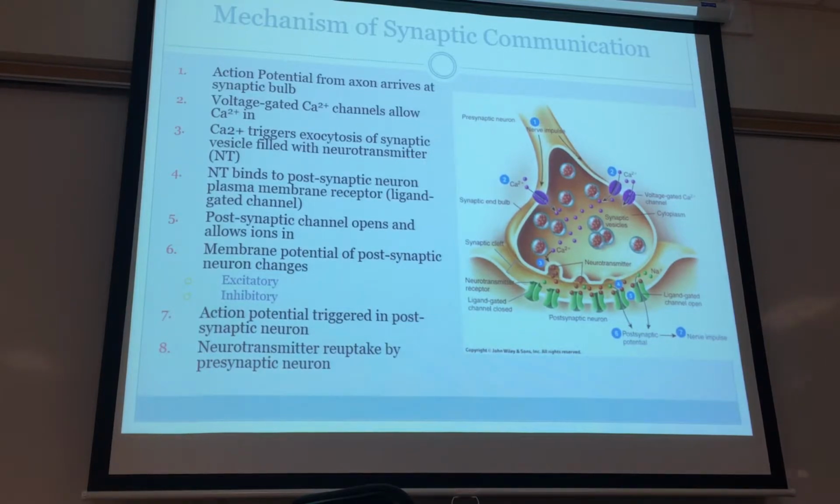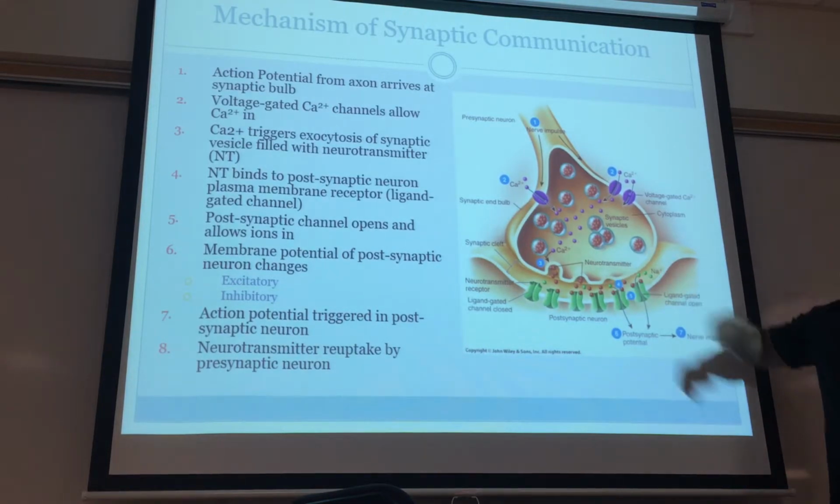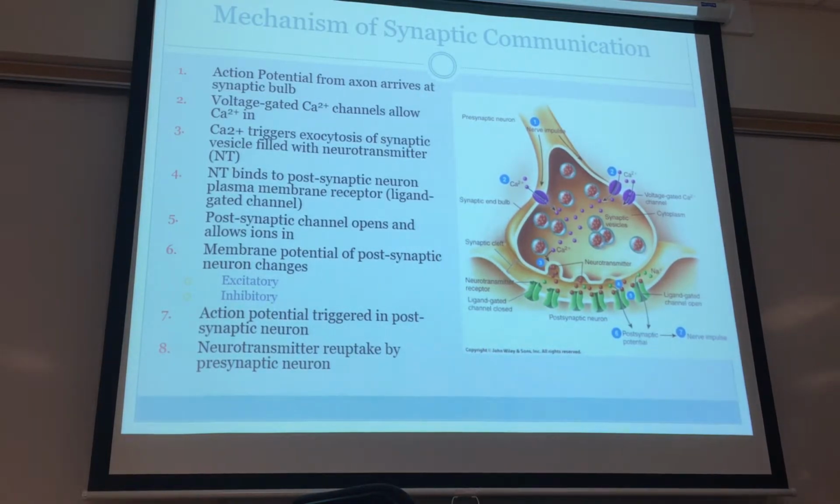When that action potential makes its way down to the axon terminal, we're going to be depolarizing in that area. That's going to result in the opening of our voltage-gated channels. And looking at that, calcium is going to come in, and that calcium is going to have one specific role. What it's going to do is start that process of the release of neurotransmitter.